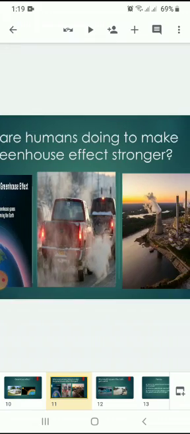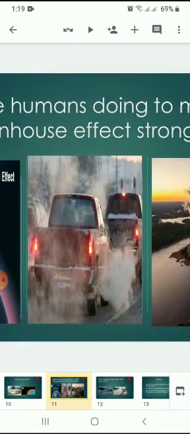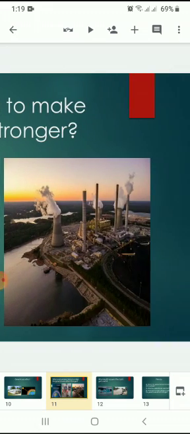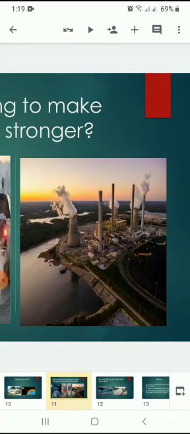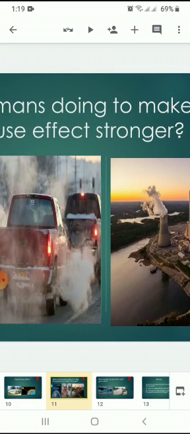In the second picture, you can see that the vehicles are giving off smoke that is also increasing the carbon dioxide in the air. And in the third picture, you can see that the smoke is coming from factories, giving off carbon dioxide, and this smoke is coming from burning fossil fuels.